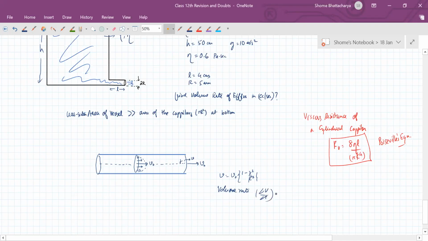delta V by delta T, becomes V dA integrated. So that is this V into 2 pi r dr integrated from r equal to 0 to r equal to capital R. So anyway, this volume rate is equal to the pressure difference, that is, if the pressure here is P1 and the pressure here is P2, divided by viscous resistance. So it is P1 minus P2 into pi r to the power 4 upon 8 eta L. This is the formula.